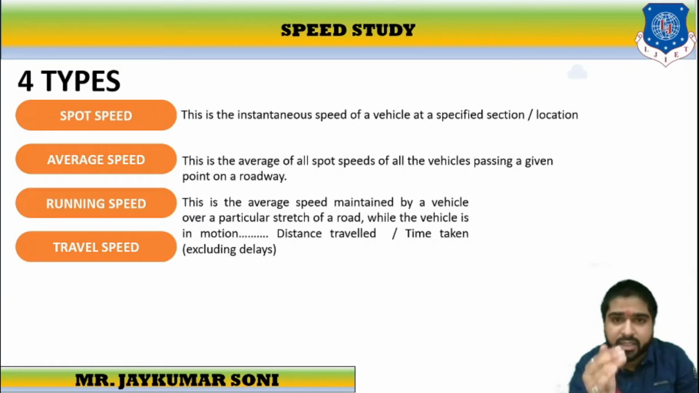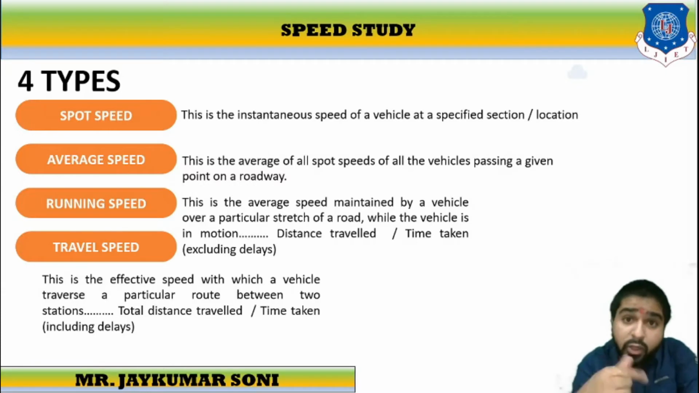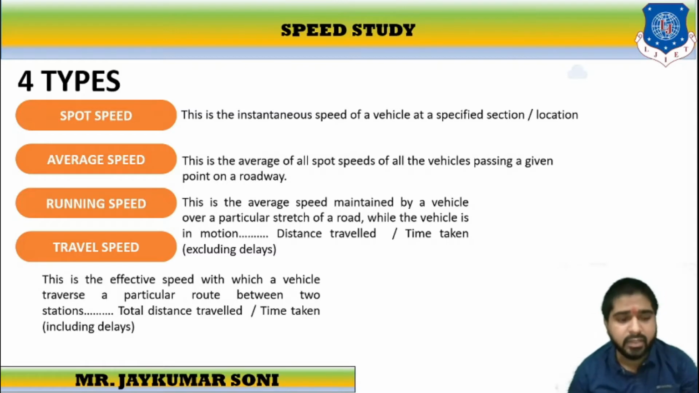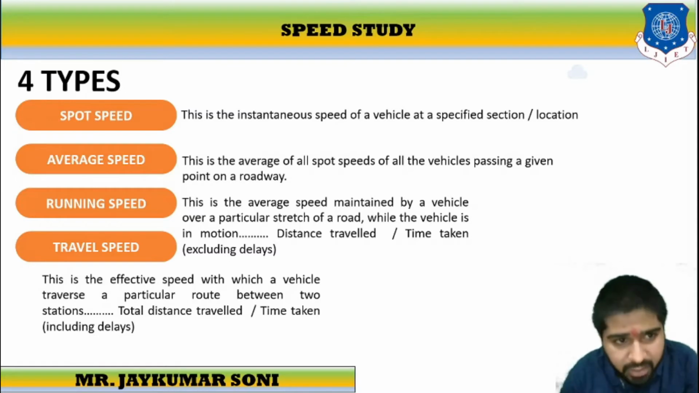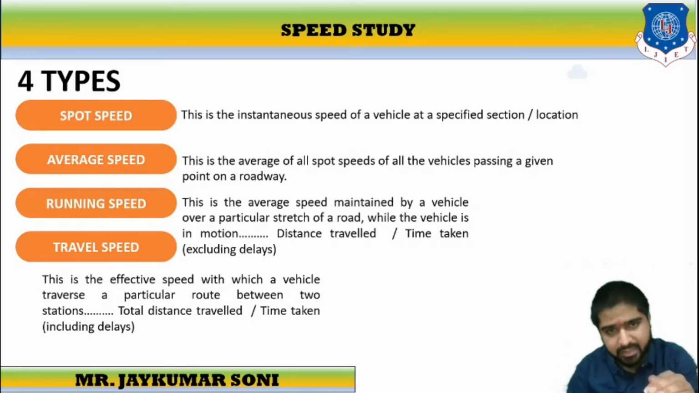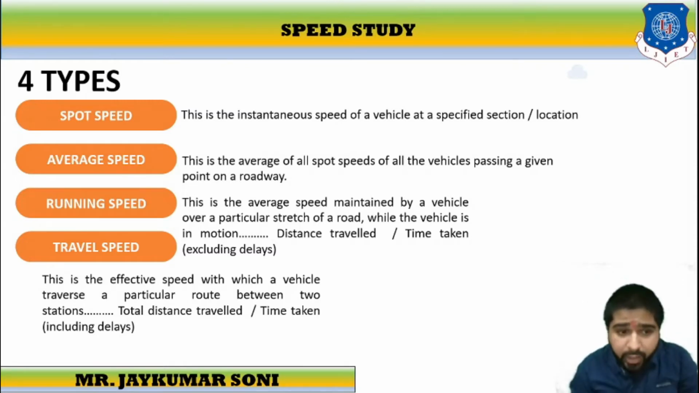So running speed means distance traveled divided by time taken excluding delay, and whenever we are discussing the travel speed, then we consider the distance covered divided by time taken including the delay, meaning total time. Fine. So these are the four types of speed. First is the spot speed, second is the average speed, third is the running speed, and fourth is the travel speed. Instantaneous speed means spot speed. If we are excluding the delays, then that is known as running speed. And if we are including the delays, then it is considered as travel speed.